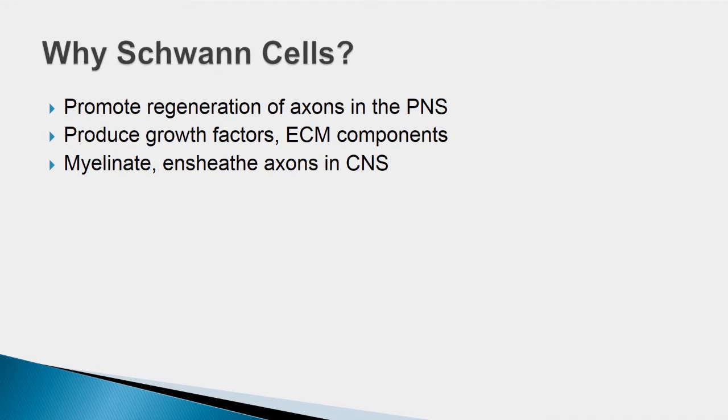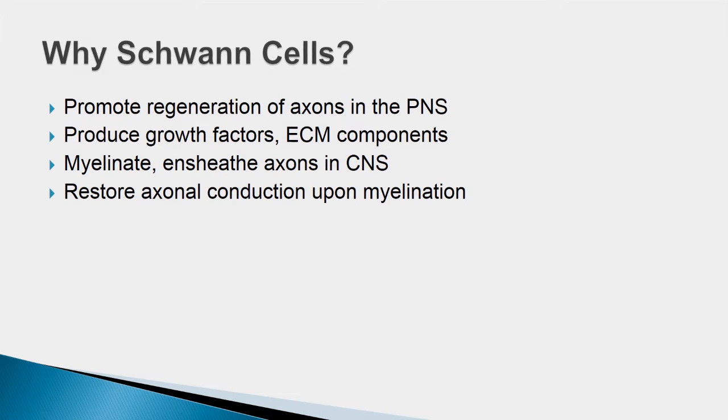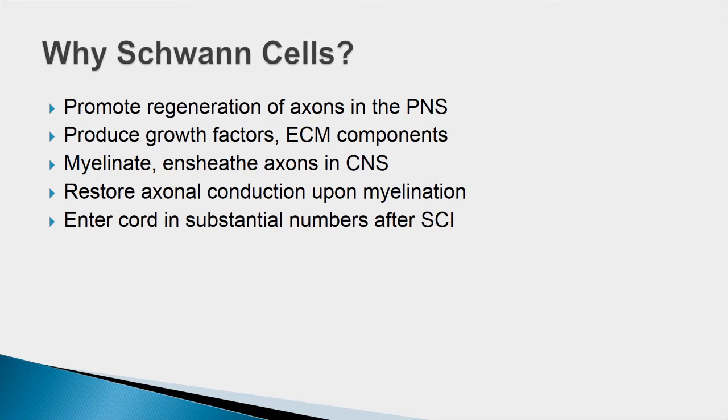We know that if Schwann cells are transplanted into the spinal cord or into the central nervous system, they can form myelin and ensheath axons in the central nervous system. We also know that those axons that get the Schwann cell myelinating them can restore conduction. We can test this by electrical physiology. We also know that after a spinal cord injury, Schwann cells naturally enter the spinal cord in substantial numbers. So what we're trying to do is augment an already occurring process.